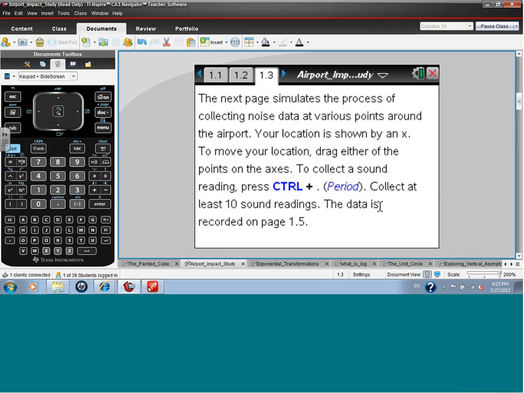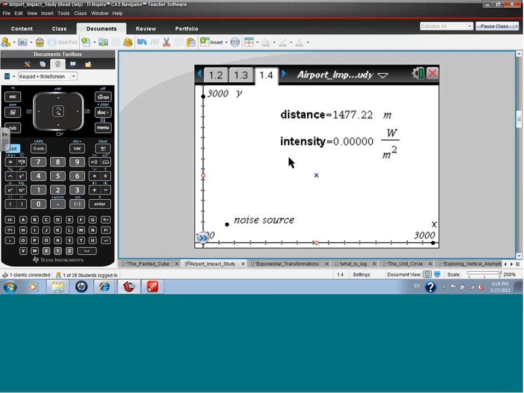And so we're going to be moving a point around, and when we get the point to someplace where we'd like to draw a sample, we'll press Control and then the decimal key, and it will collect that data set, or that ordered pair, and put it into a spreadsheet. So hopefully this will make a little more sense as I demonstrate on the next page.